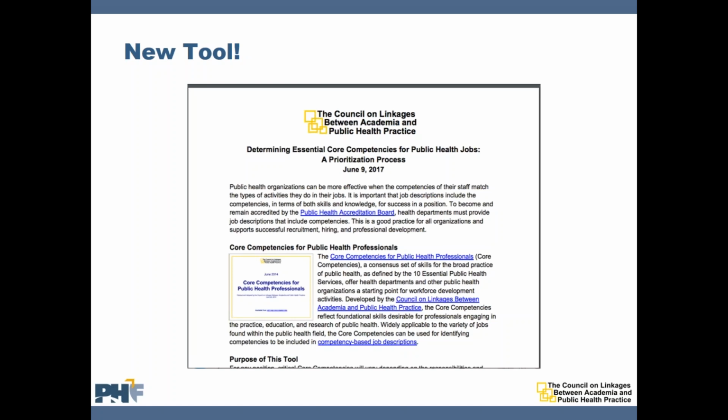So working with Denver Public Health starting a couple of years ago, we developed and began testing an interactive process designed to narrow down this list of competencies to focus on the most essential core competencies for different types of jobs within public health organizations. We've been refining this over the last couple of years, and we really recently wrote up this process, and you can now find it as a new tool available on our website.